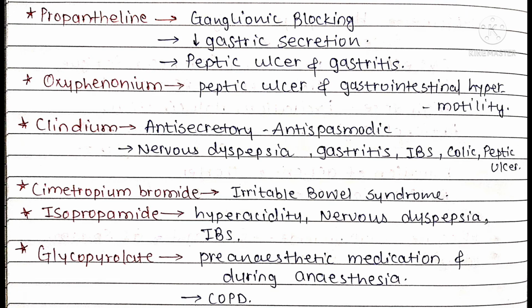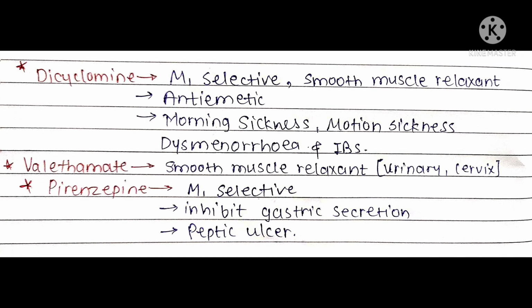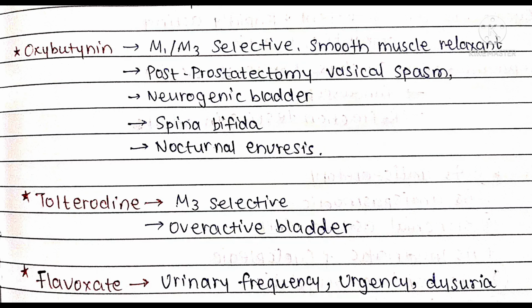Glycopyrrolate is a pre-anesthetic medication used during anesthesia, also used in COPD. Dicyclomine is M1 selective, a smooth muscle relaxant, antiemetic, used in morning sickness, motion sickness, dysmenorrhea, and irritable bowel syndrome. Valethamate is a smooth muscle relaxant, used in urinary and cervical dilation. Pirenzepine is an M1 selective blocker, inhibits gastric acid secretion, used in peptic ulcer.